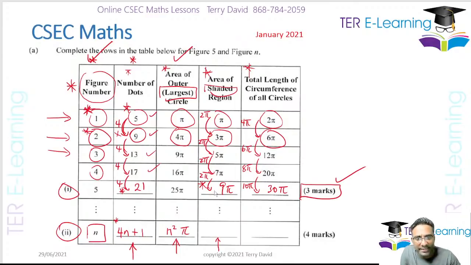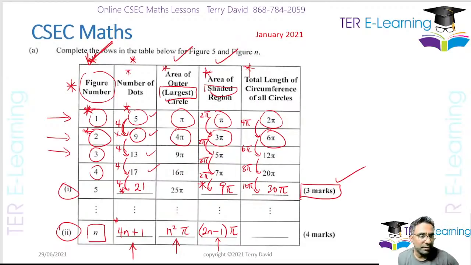So if I were to look at this pattern here, and I'm trying to find a relationship between the first column and this column here, that's what I'm trying to do. So you have 1 and then you have pi, you have 2 and 3 pi. If I look at those numbers, my relationship could be something like this: 2n minus 1 multiplied by pi.